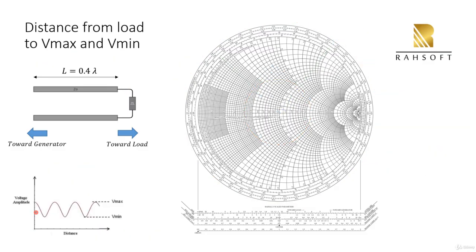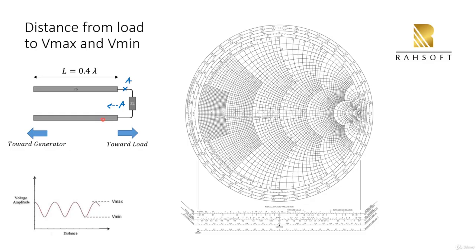So the last thing, we're going to check the distance from load to Vmax and Vmin. So if you check this picture, we said that because we are forming standing waves, we are going to have maximum and minimum amplitude on our line. But we just want to see what the distance of this is, because it depends on distance. For some locations we have a minimum, but at some locations we have a maximum. So we have to find the first. For example, when we are moving from point A, let's say this is our point A, we are moving toward our generator. We want to see at which distance we are going to have Vmax and at which distance we are going to have Vmin.